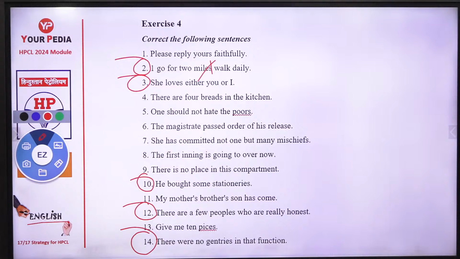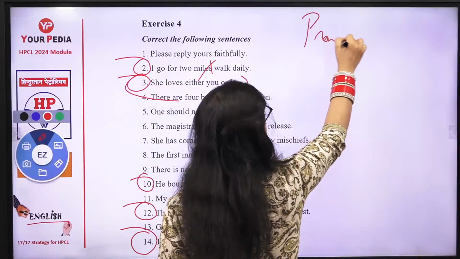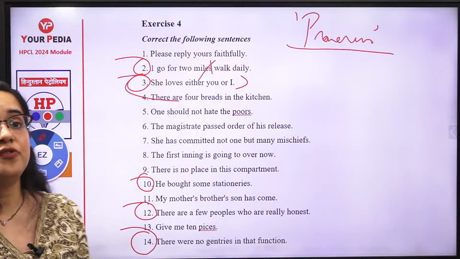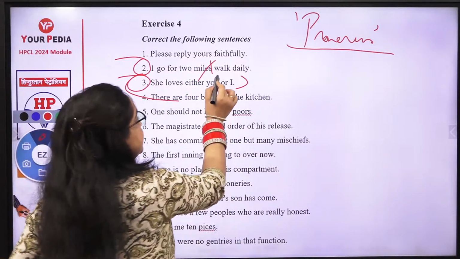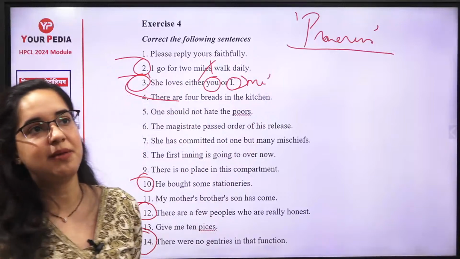Go for the second. She loves either you or I. She loves either you or I. Very easy one. That is based on the topic which we'll be doing ahead. That is based on the pronouns category also. Now I'll tell you 3-4 rules which are based on the nouns. Very good. Satyam did it right. If it is you, it will be me. You have to take both the pronouns in the same category.